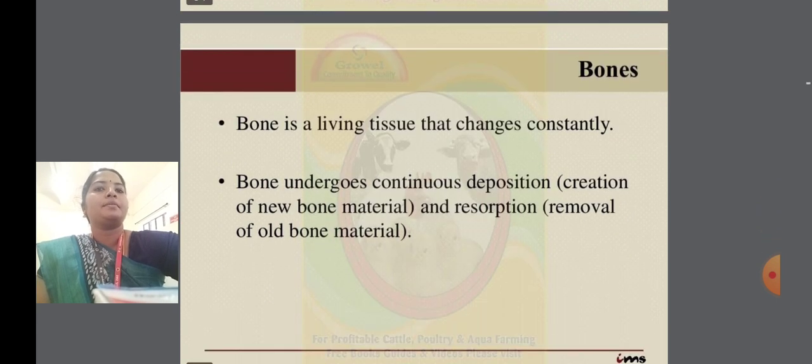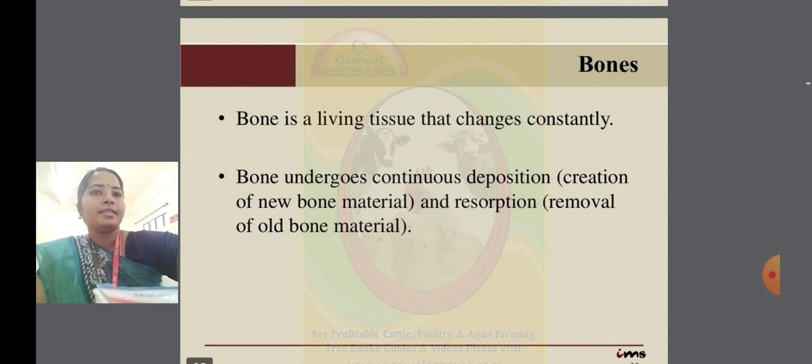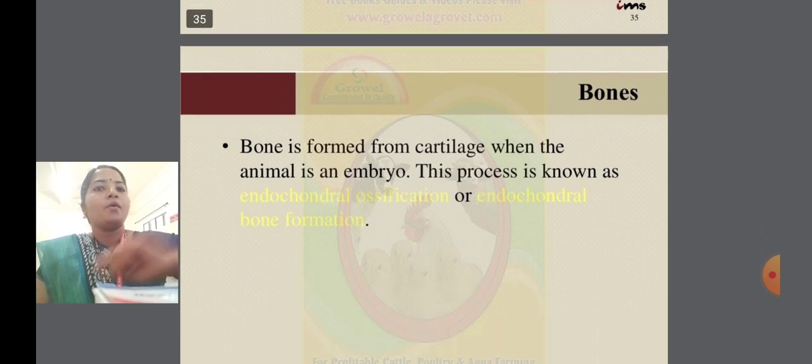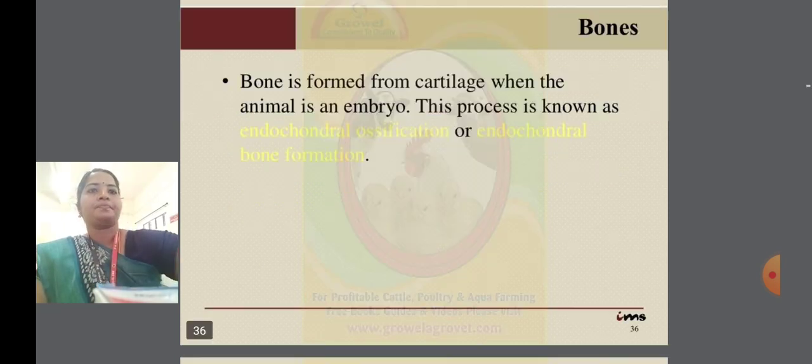Bone is a living tissue that changes constantly. Bone undergoes continuous deposition, that is creation of new bone material, and resorption, removal of old bone material. Bone is formed from cartilage when the animal is an embryo. The process is known as endochondral ossification or endochondral bone formation.